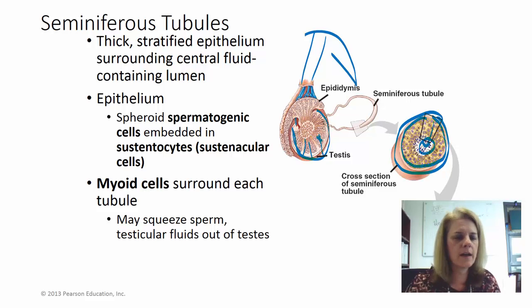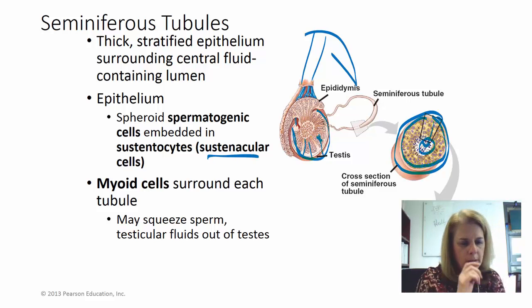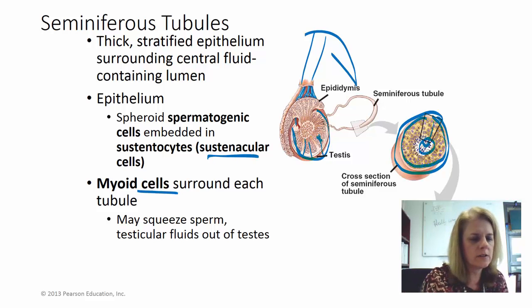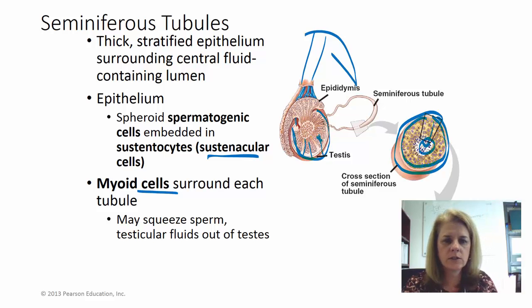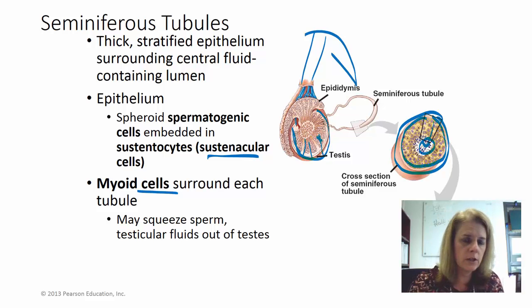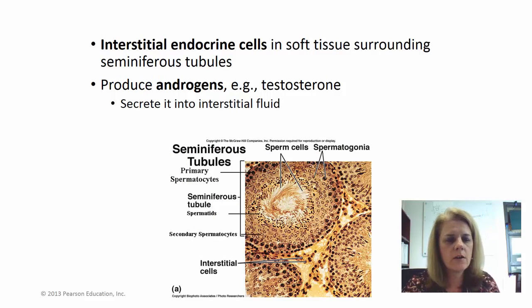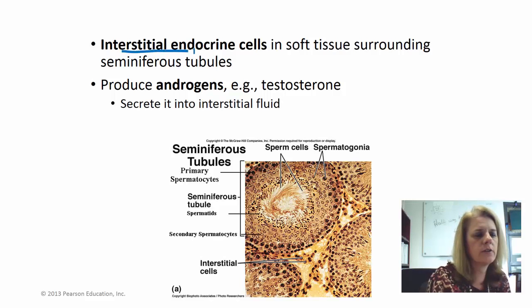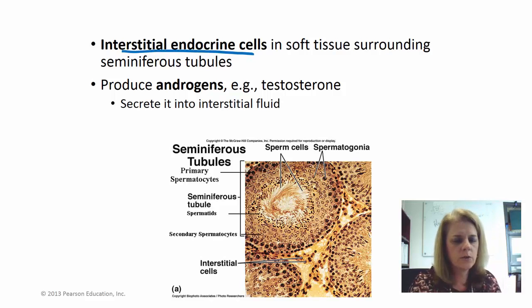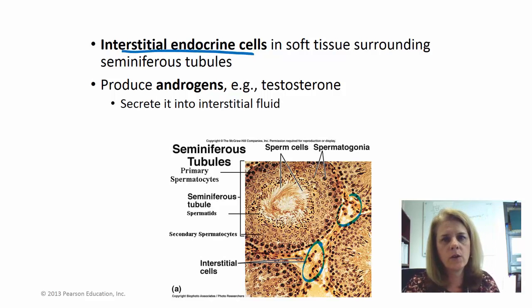All right, so we're going to talk about your sustentacular cells and some of the myoid cells and how they work to squeeze the sperm into the lumen. And we're also going to talk, in your physiology portion, you should learn about these interstitial endocrine cells, which are found between the seminiferous tubules, and their role in making estrogens and testosterone.